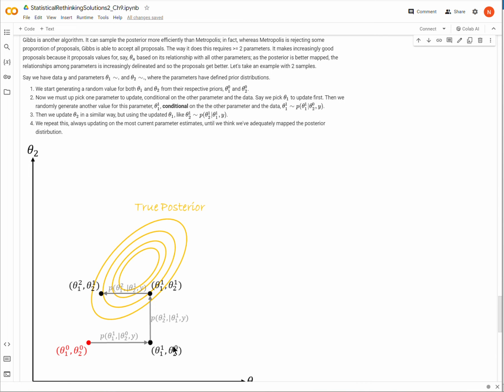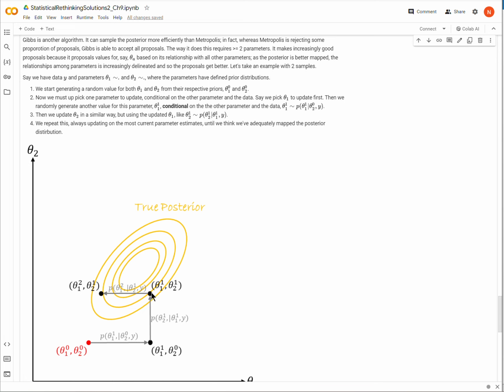propose and accept automatically a value for theta 2 to go from theta 2 naught to theta 2 1. And the way I'm going to do that is I'm going to draw from, again, this conditional probability here, the probability of theta 2 for the first actual draw, given theta 1 and its first draw and the data. And that brings me to some value here that was, again, based on a probability distribution. It's not deterministic. You know, this value could have been up here or down here. It just happened to land here given that probability.